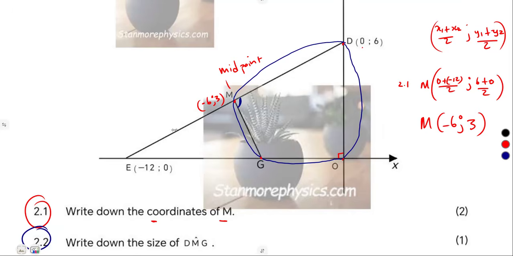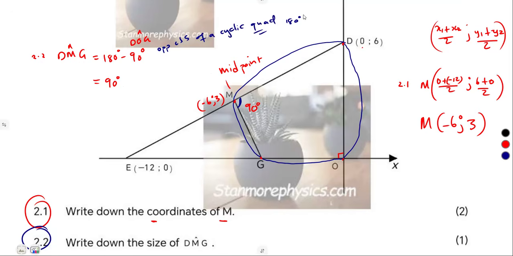And what about opposite angles of a cyclic quadrilateral? They are supplementary. So it follows that using that concept, we can find the angle DMG. So angle DMG is simply going to be 180 degrees minus angle DOG. Opposite angles of a cyclic quad are what? Supplementary. So that is going to give us 90 degrees. So that is it here. Opposite angles of a cyclic quad.